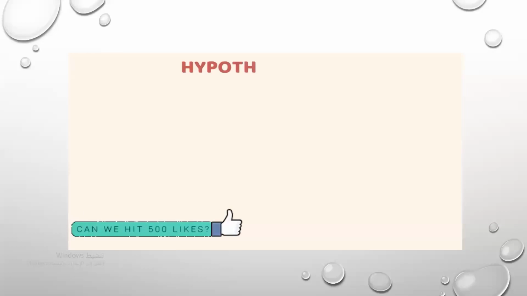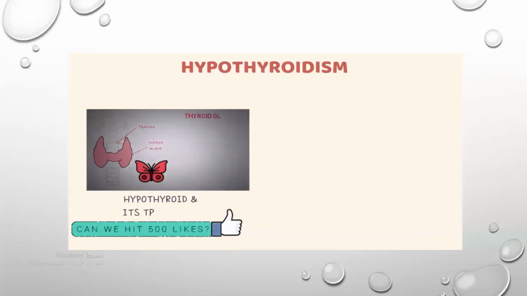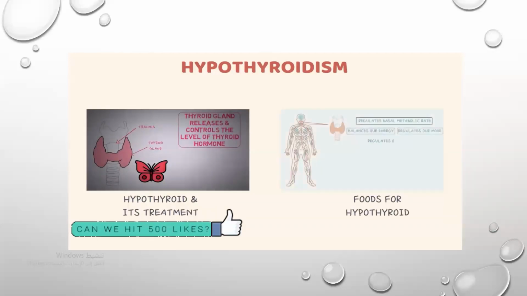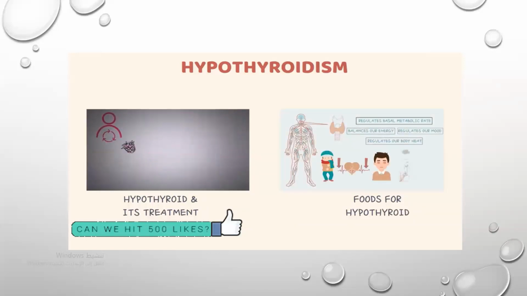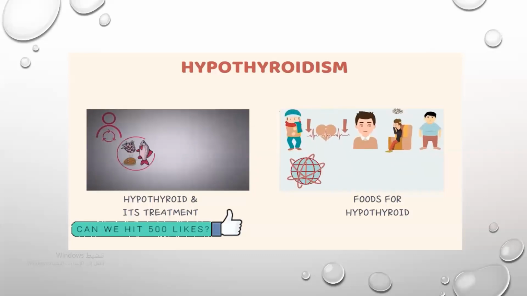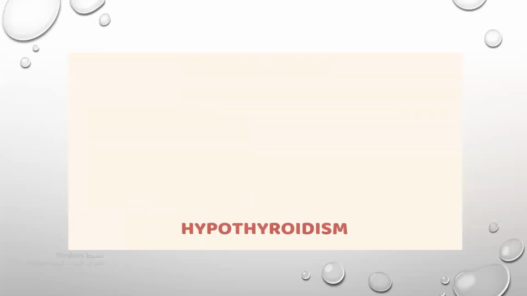In our previous videos about hypothyroidism, we have discussed in detail why hypothyroidism occurs, what are its signs and symptoms, and how it is treated. We have also made videos about what foods you should include and which foods you should avoid if you have hypothyroidism. So make sure to check them out by clicking the I button above.